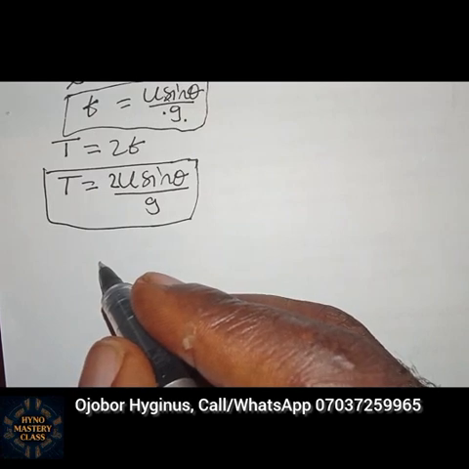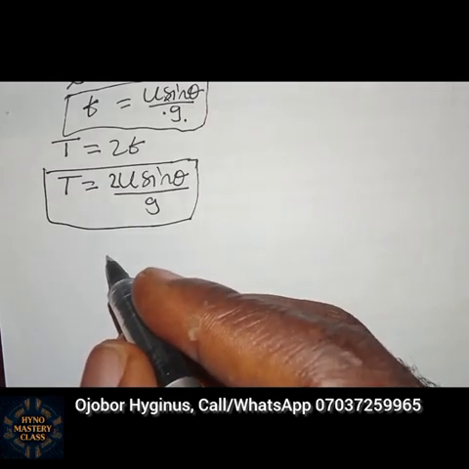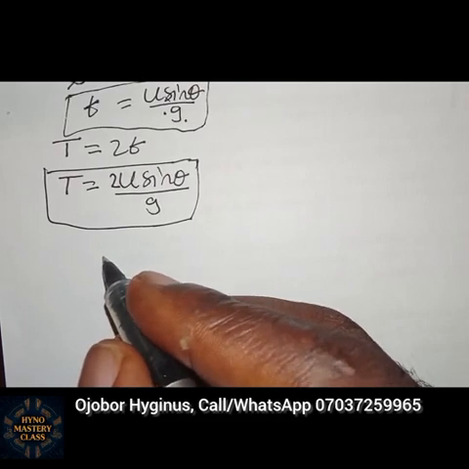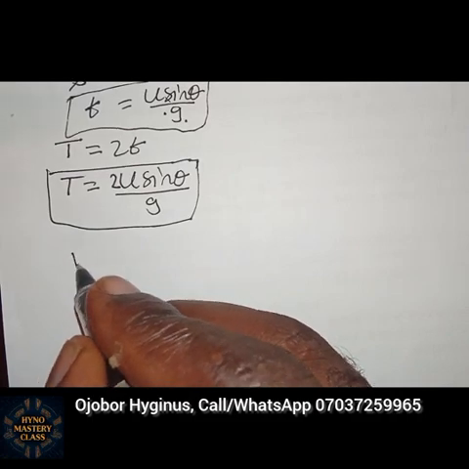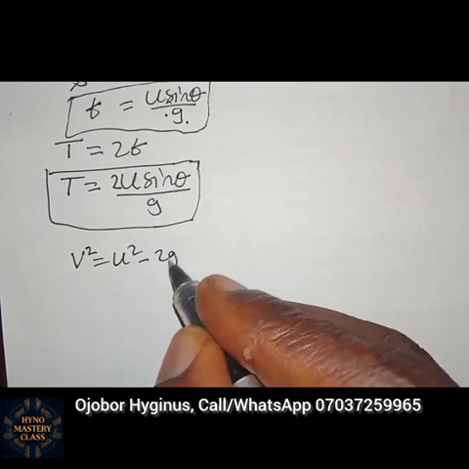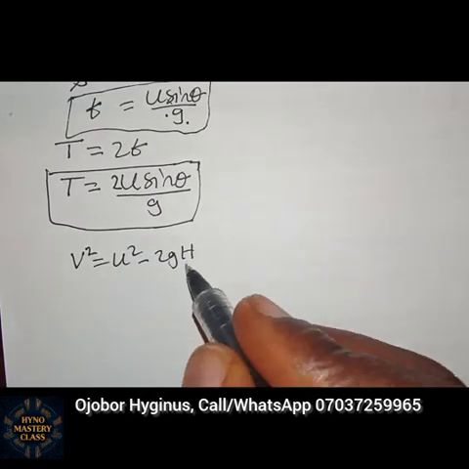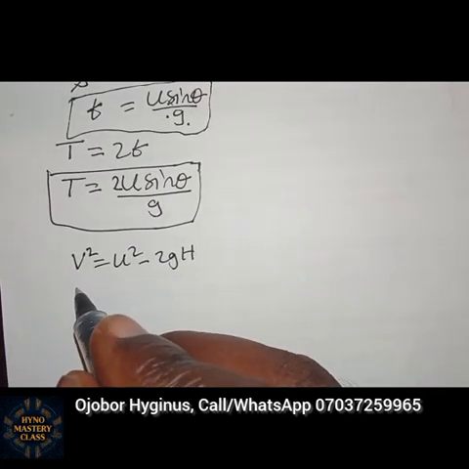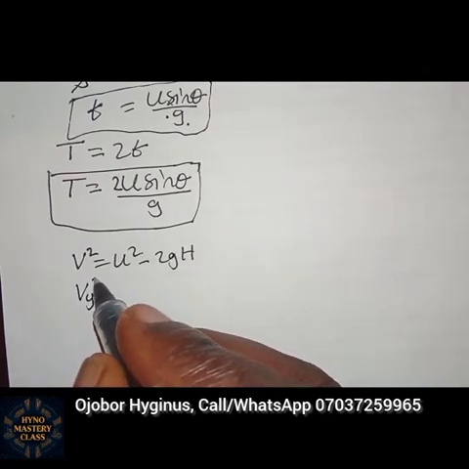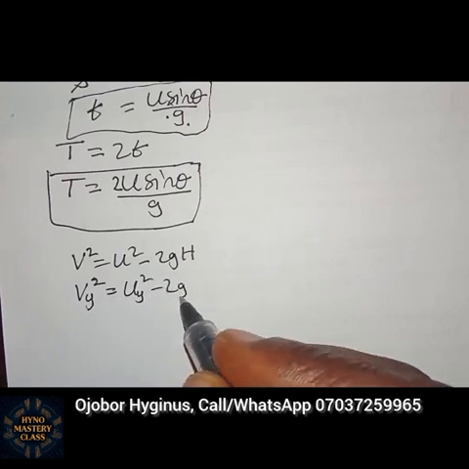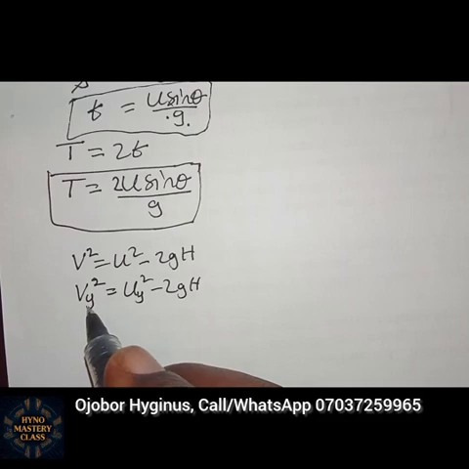If we follow what we had there, which equation are we going to use this time around? We can use equation 3 as well, just like we used before, that V squared equals U squared minus 2GH. So to get the maximum height, we are going to make H the subject of the formula. And remember, for maximum height, we still use the vertical component, which is V squared equals U_y squared minus 2GH. And at maximum height, the velocity is 0.